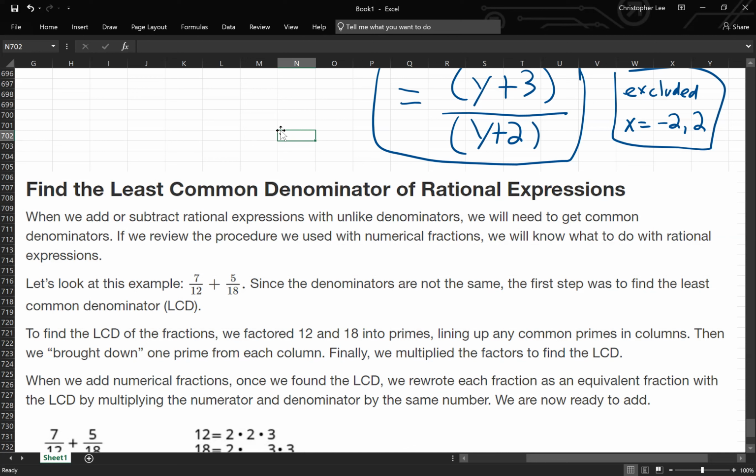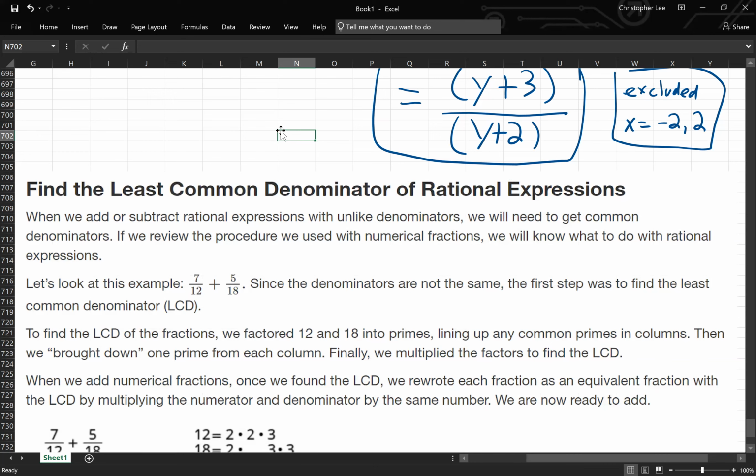So when we add or subtract rational expressions with unlike denominators, we will need to get common denominators. If we review the procedure we use with numerical fractions, we will know what to do with the rational expressions. It's the same thing, people. Same thing, right? Let's look at this example. 7 over 12 plus 5 over 18.